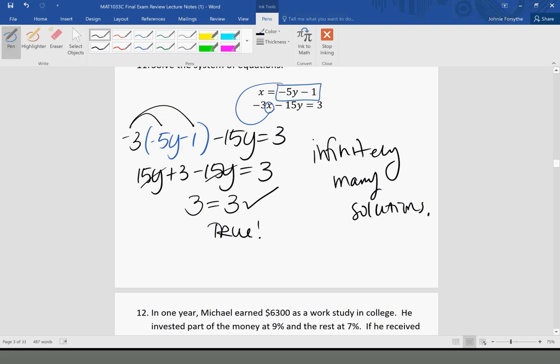What that also really means is that these two equations are equivalent. Equivalent equations. They are literally the same line. It's like if you graph the first one, then graph the second one, they are the same line. So they are like directly on top of each other. That's why they have infinitely many solutions.